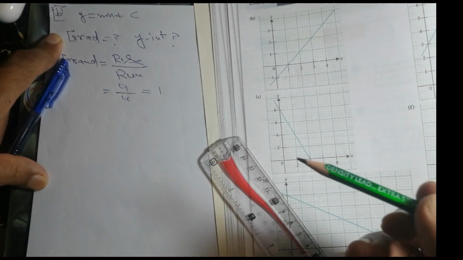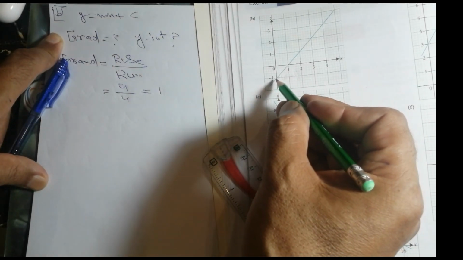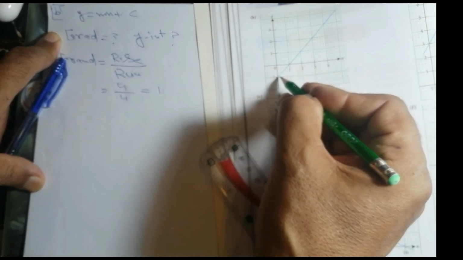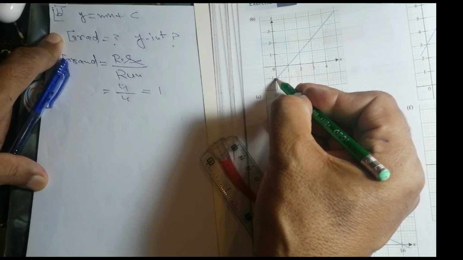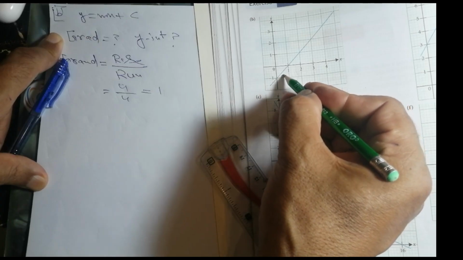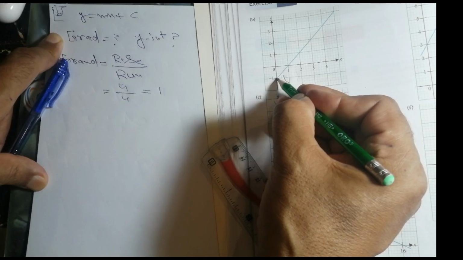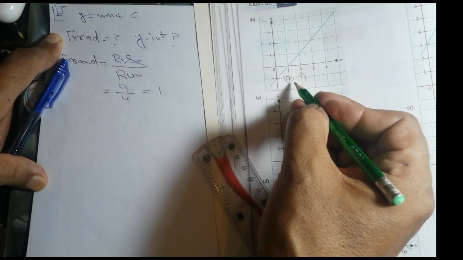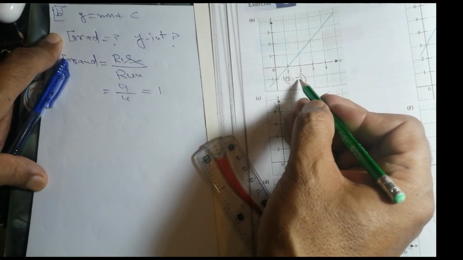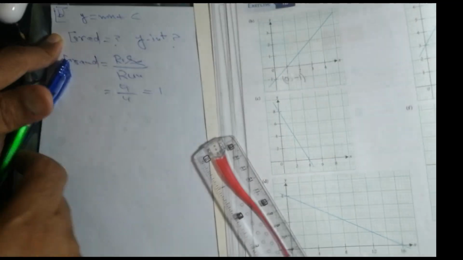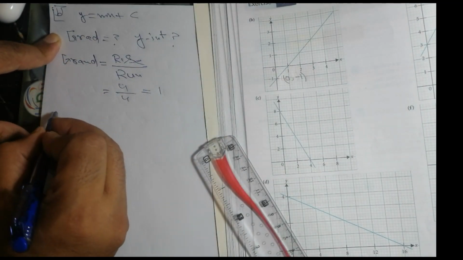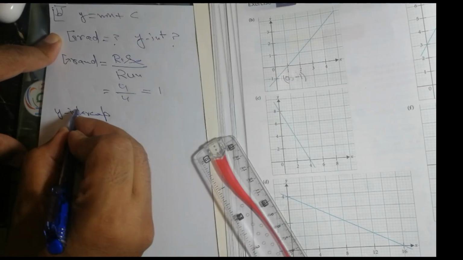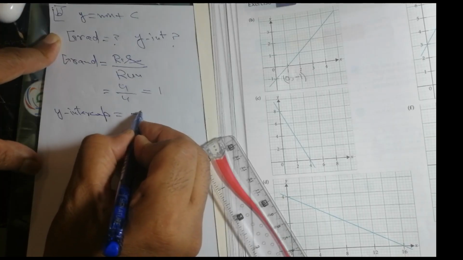And what is y-intercept? For y-intercept, we need to see the point on the y-axis. This is the y-axis line. So this line is intersecting the y-axis at a point. What is the point? The x coordinate of this point is 0, so 0 and minus 1. And y-intercept, actually, is equal to the y coordinate. So its y coordinate is minus 1. So y-intercept is equal to minus 1.